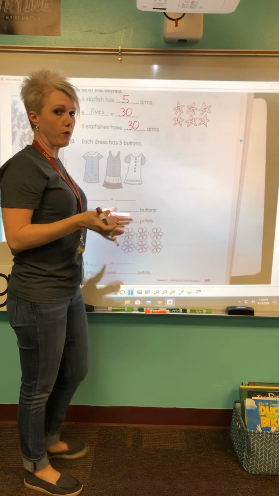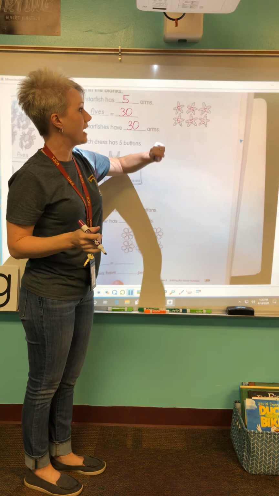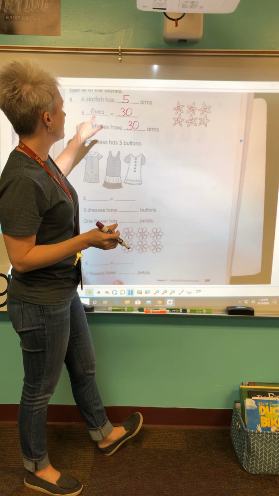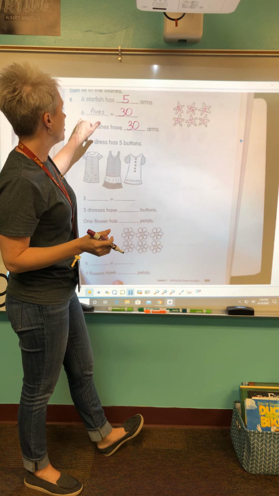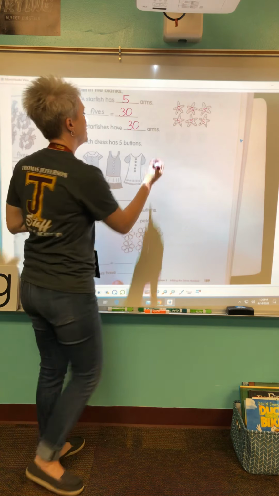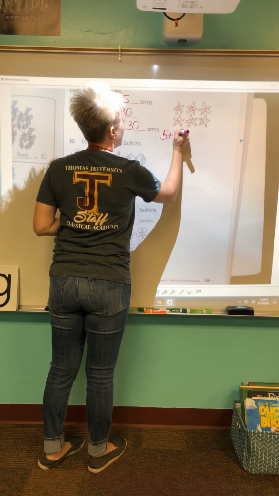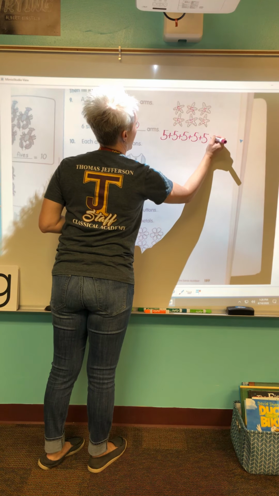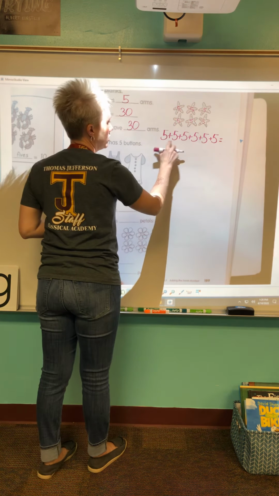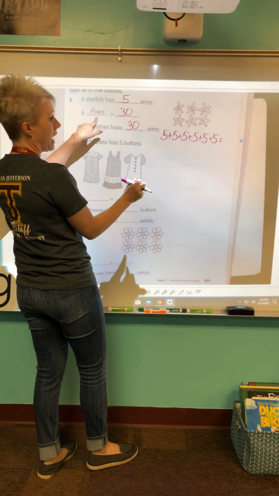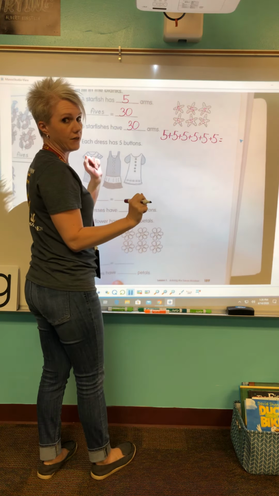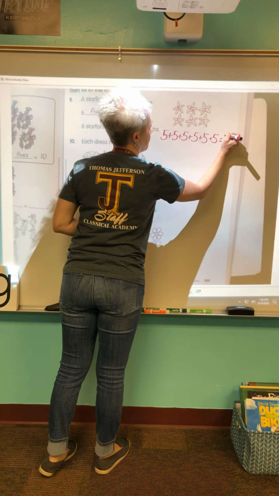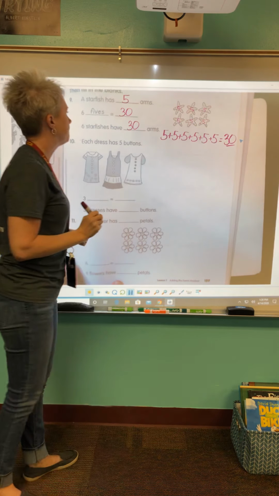And if we're not sure, we can just go and check and count each arm and see that we have 30 altogether. So when it says 6 fives equals 30, that means I'm going to write 5 6 times. 1, 2, 3, 4, 5, 6. 6 fives. I have 6 fives. Let's see if it equals 30. Let's count by fives. 5, 10, 15, 20, 25, 30. Yep, we got that one right.